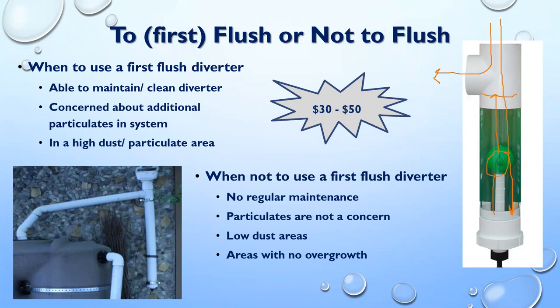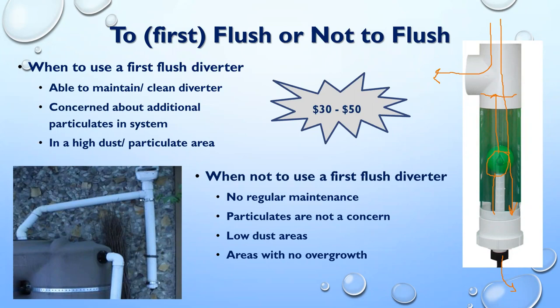And the idea of that is if you are really concerned about additional pollutants in your system, or if you live in a high dust or high particulate area, this will allow all of that first flush of water, which is usually the dirtiest water, to get caught in this bottom pipe. And then that pipe will slowly drain away at the bottom before the next storm. And all you need to do is clean it out after every storm or every couple months to make sure you're not getting too much of that sediment built up in there.